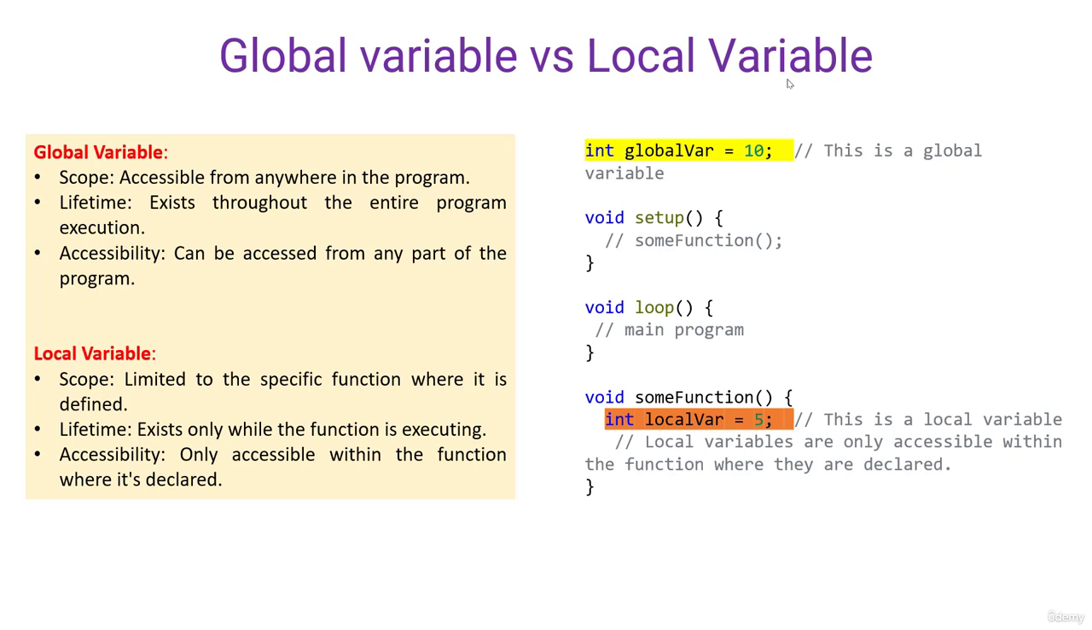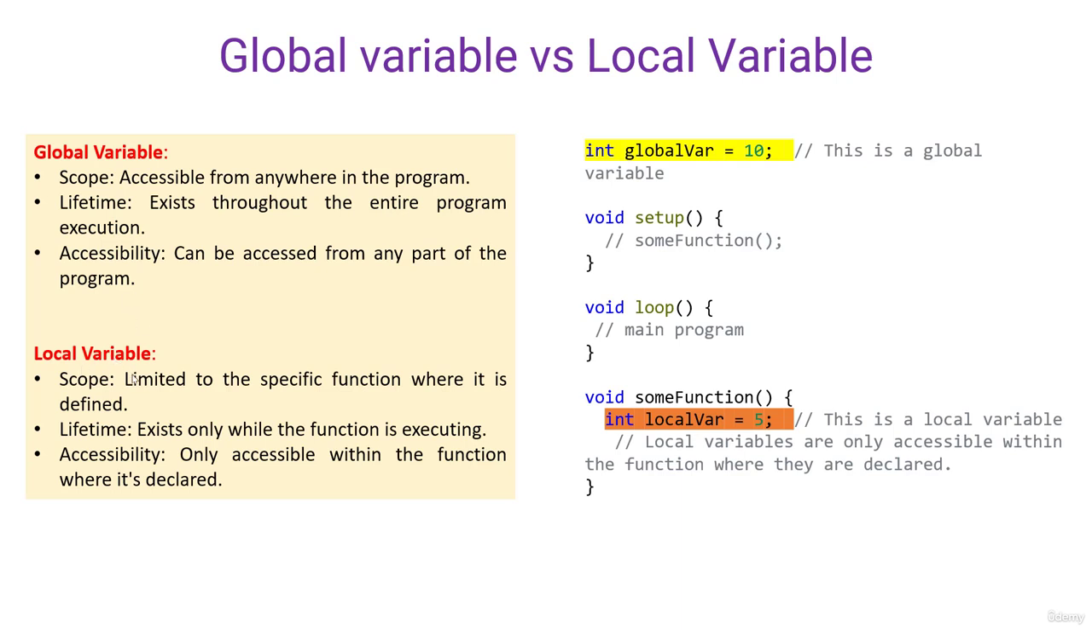There are 2 types of variables with respect to scope and execution. The first one is the global variable. It is accessible from anywhere in the program. Its lifetime exists throughout the entire program execution, and it can be accessed from any part of the program.